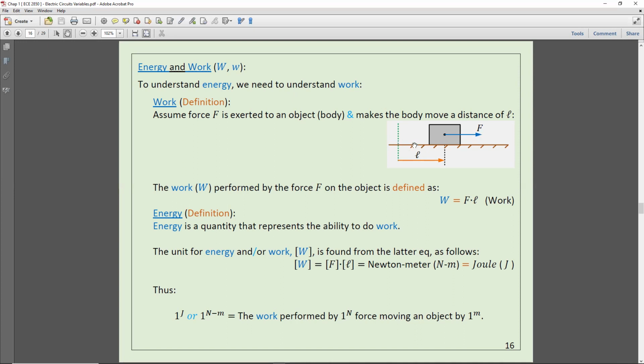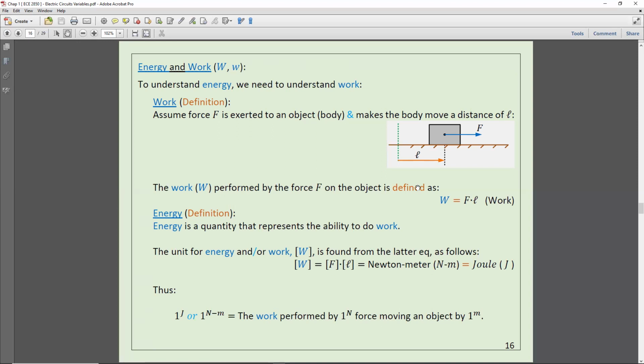You were able to move this object distance L, as we see here. If you do that, in this case, we did a work, or the work performed by the force. The force performed a work on the object, and we define the work this way: F times L. Okay, so this is like a definition. This is from physics.